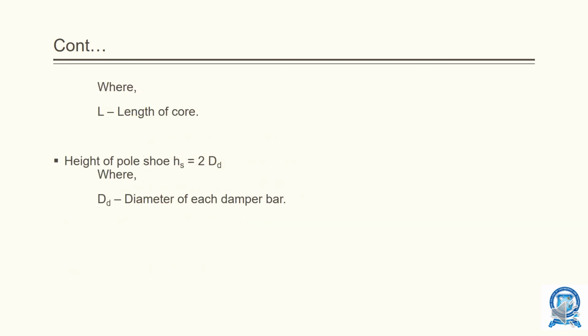And the final one is the height of pole shoe HS, which is equal to 2 times DD. DD represents the diameter of each damper bar, which we calculated in the previous step. So that's all about the designing procedure of damper winding in synchronous machine.